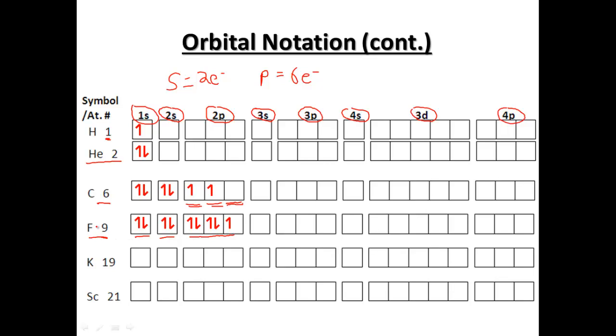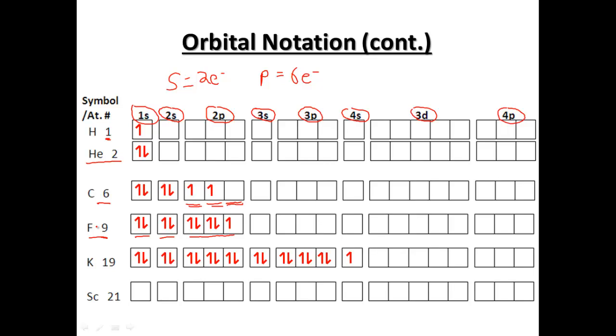Potassium, 19 total electrons. We start out 2 in the 1s, 2 in the 2s, then single, single, single, pair, pair, pair. Work through, and always remember to start out going single, single, single, pair, pair, pair, so we get in that habit. Now notice we have 18 electrons showing, so the 19th electron is going to be placed in that 4s orbital.